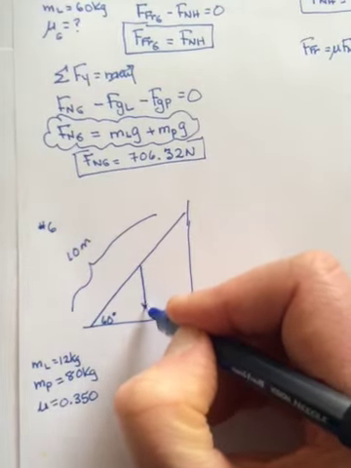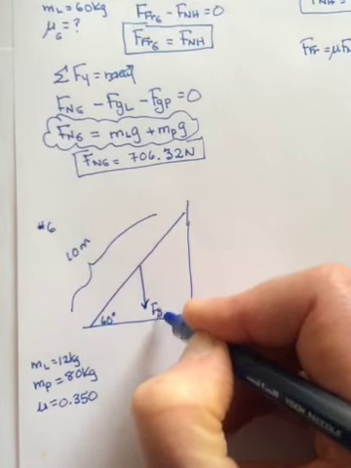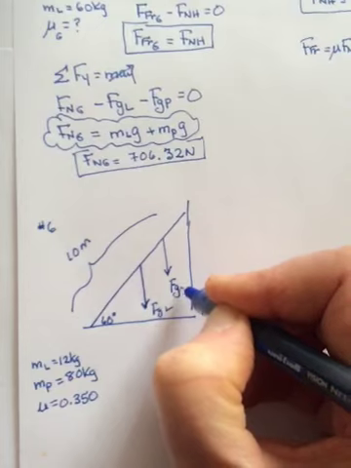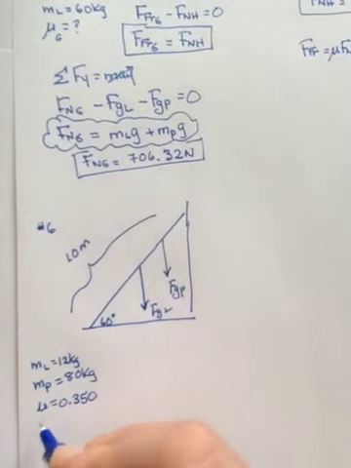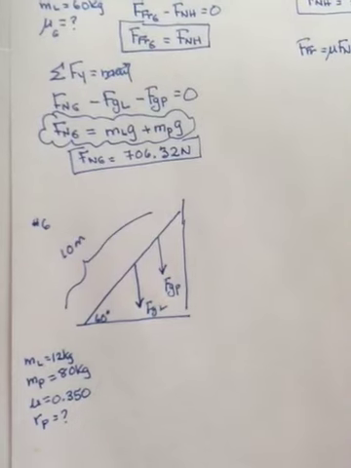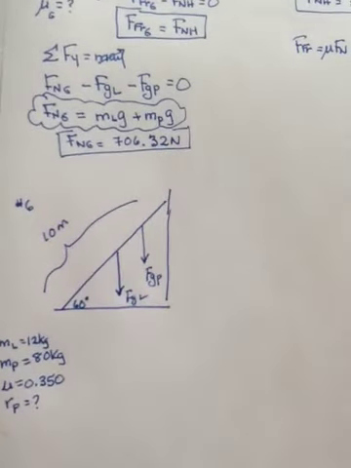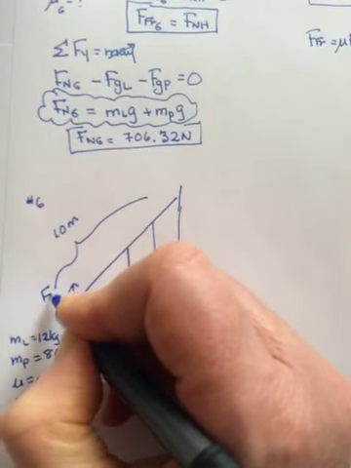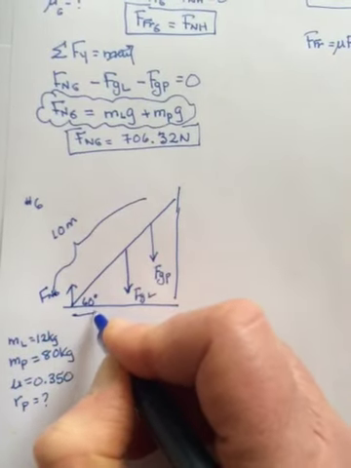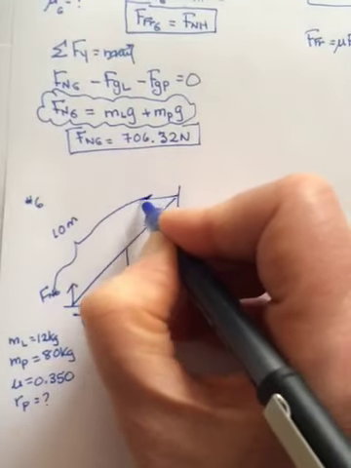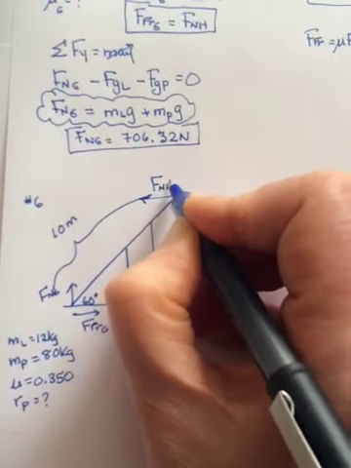So it's a uniform ladder, so we know Fg of the ladder is halfway along its length, but we don't know where Romeo is. Okay, so that's what we're looking for. We're looking for R of the person. And again, it says that you can assume there's no friction at the top. Okay, so this will be the normal of the ground. This will be the friction of the ground.